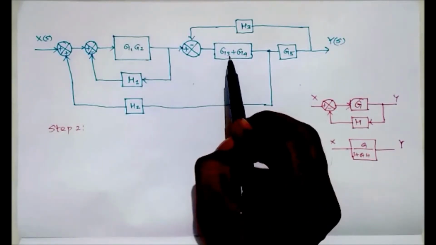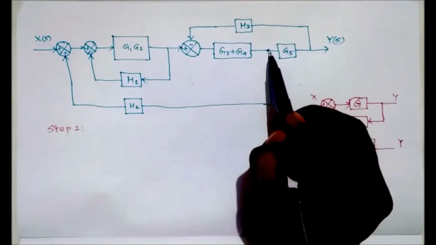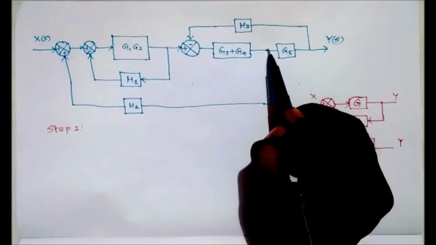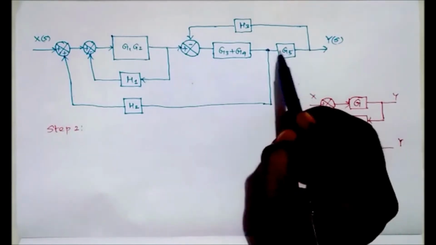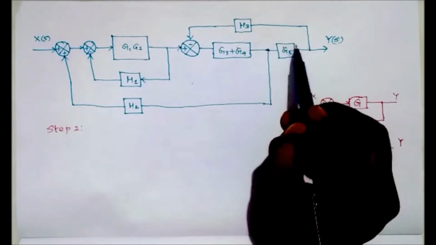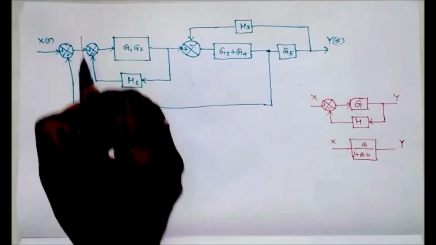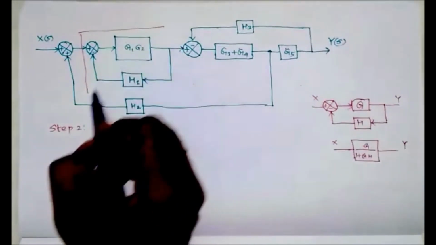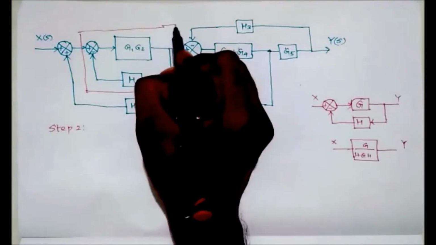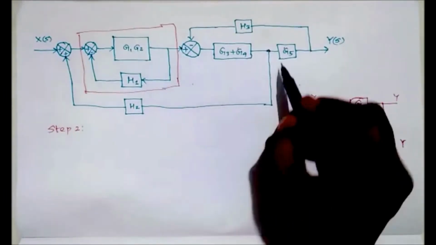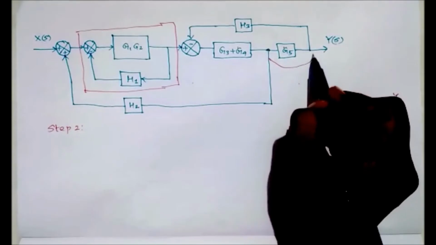After that there is no possibility, but one thing we can do: suppose we move this branch to here, these two will be in series, then we can add. Therefore in this step 2 we have to solve the feedback elimination technique first. In parallel we can shift this branch to here.